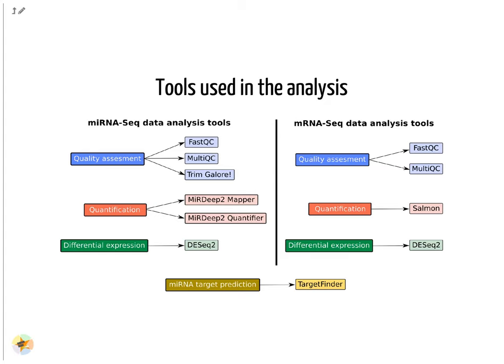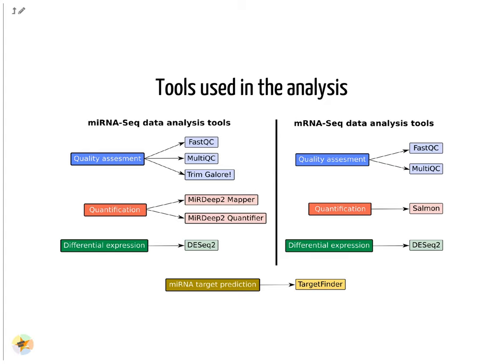We first assess the quality of the raw sequencing reads using FastQC and MultiQC. FastQC is used to perform quality control checks on raw sequencing data from individual samples. MultiQC allows aggregating the results generated by FastQC across several samples into a single report. Trim Galore is a wrapper tool around Cutadapt and FastQC to consistently apply quality and adapter trimming on FastQ files.